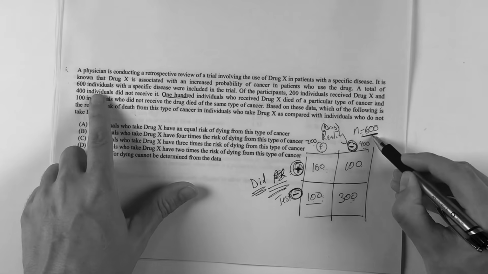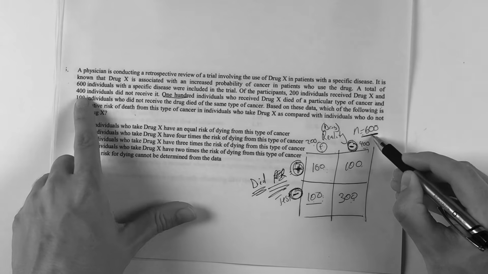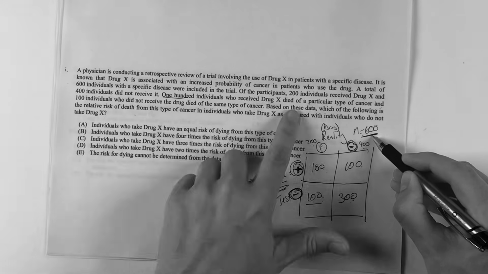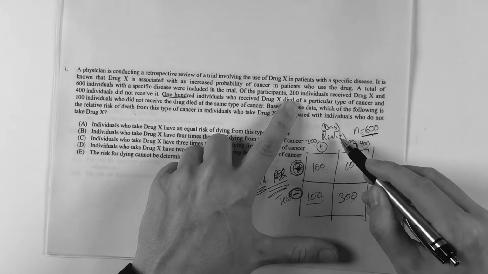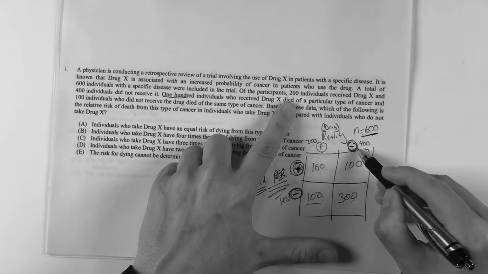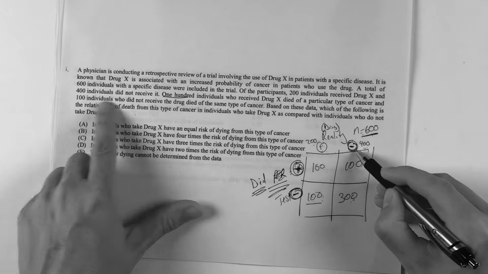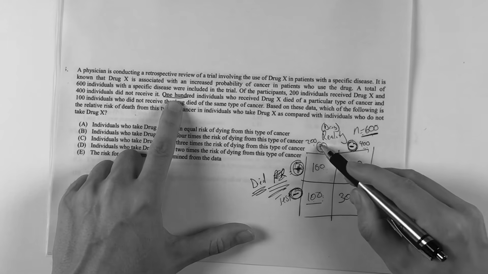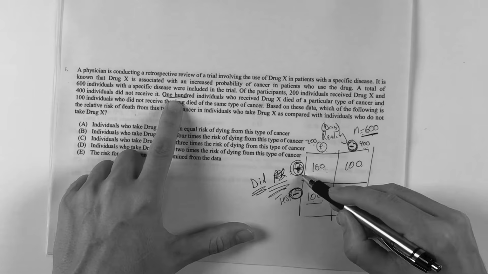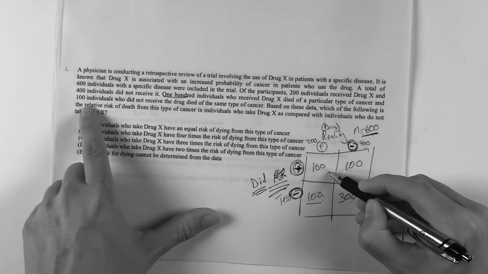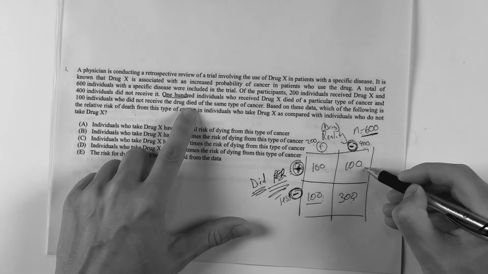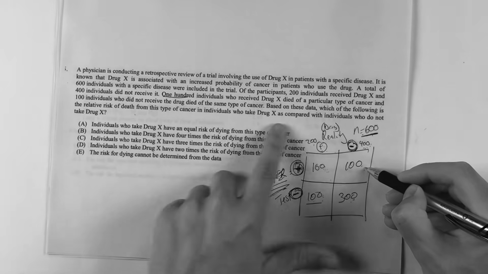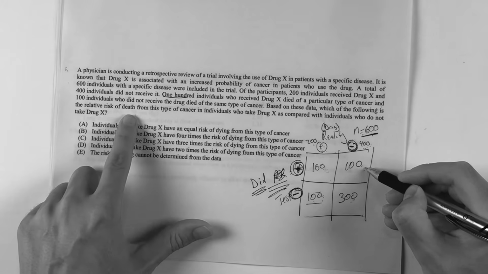There's 600 people in this study, okay? And then of those participants, 200 received the drug. That means 400 did not receive it. 100 of the people who received the drug died, okay? And 100 individuals who did not receive the drug died. Now, based on the data, which of the following is the relative risk of death?